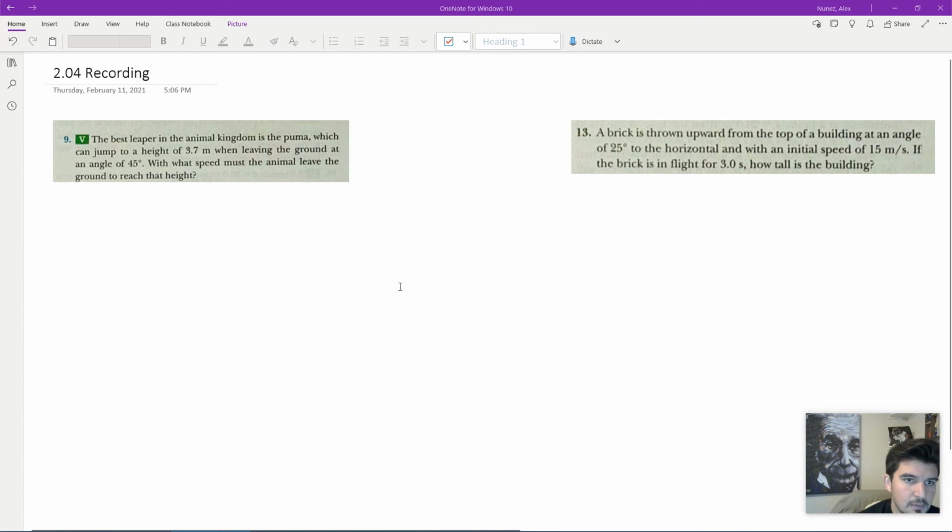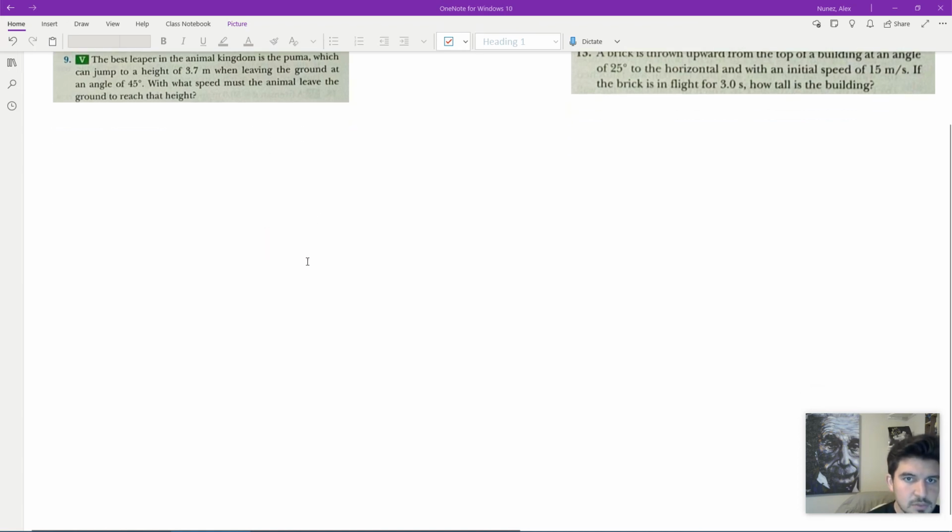In number 9, the problem reads that the best leaper in the animal kingdom is the puma, which can jump to a height of 3.7 meters when leaving the ground at an angle of 45 degrees. With what speed must the animal leave the ground to reach that height?